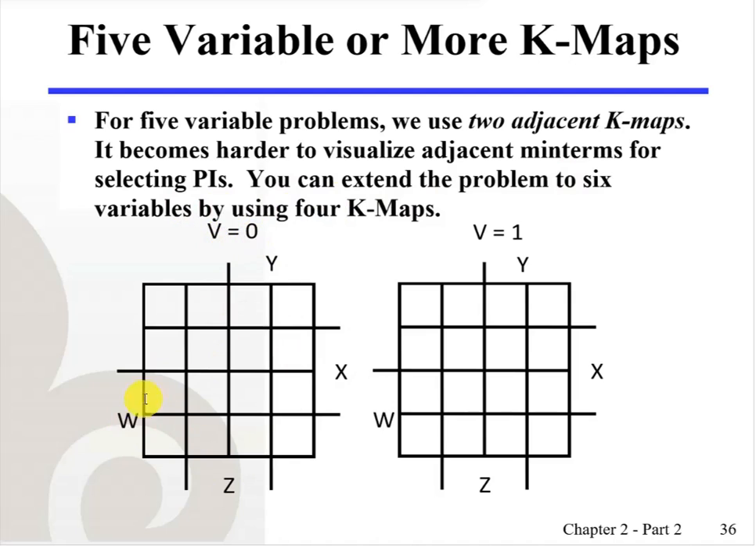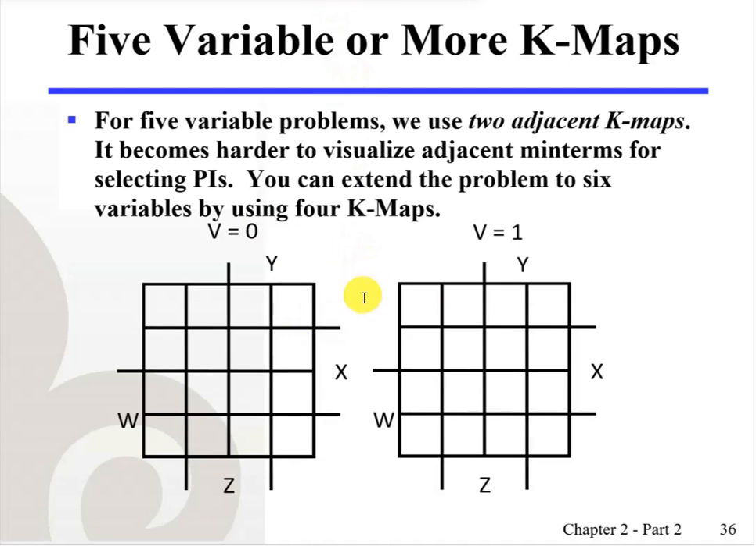So here, if you have w, x, y, z, and then v, 5 variables, then we'll have 2 cases where v will be 0, and where v will be 1. That's the way we can extend the K-map into 5 variables.